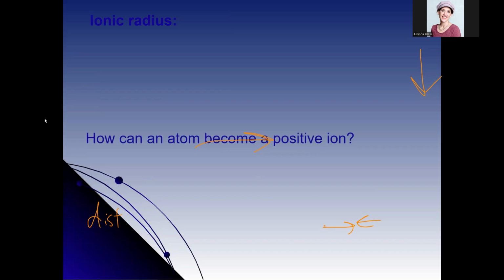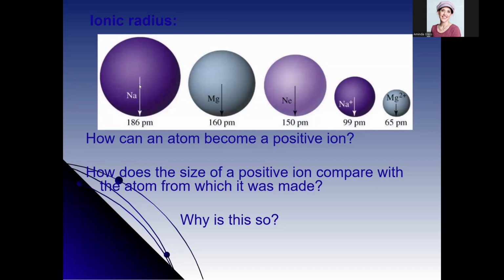So let's look at the radius of ions. This is a sodium atom, and it has a radius of 186 picometers. But when it becomes an ion, it has a radius of 99 picometers. Magnesium goes from 160 picometers to 65 picometers. What happens for an atom that's a metal to become an ion?